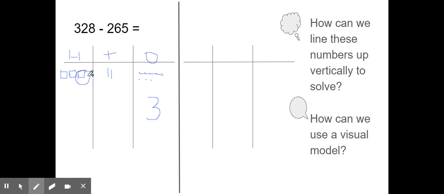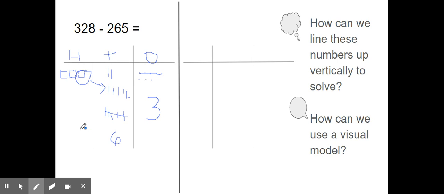I'm taking this 100 and I'm unbundling it into the tens place. How many tens make up 100? 10. 1, 2, 3, 4, 5, 6, 7, 8, 9, 10. There are 10 tens in 100. Now let's take away 6 of them. 1, 2, 3, 4, 5, 6. Let's count how many tens are left. 1, 2, 3, 4, 5, 6. 6 tens are left. Now we're ready for hundreds.